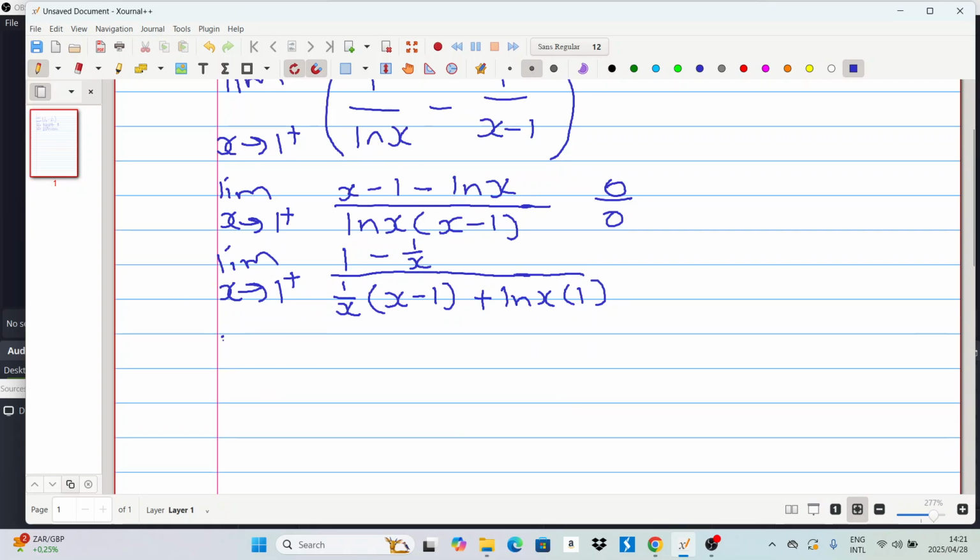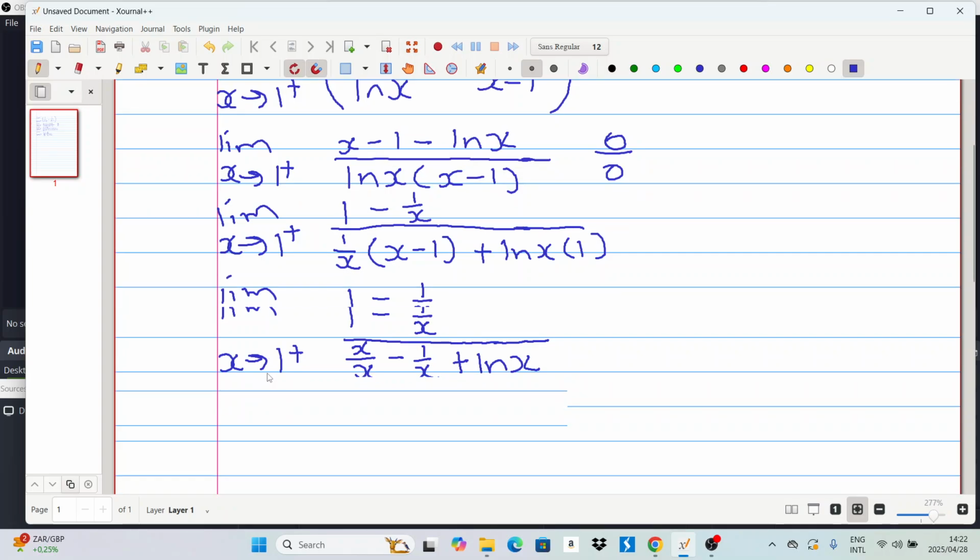So to further solve this, we have the limit as x approaches 1 plus of 1 minus 1 over x, all over, when you multiply 1 over x by x minus 1, we get x over x, then we multiply by minus 1, then we have minus 1 over x, plus ln x. This is what we have.